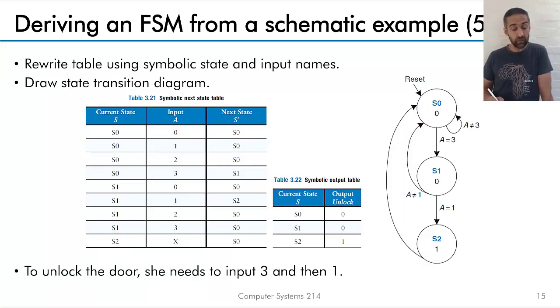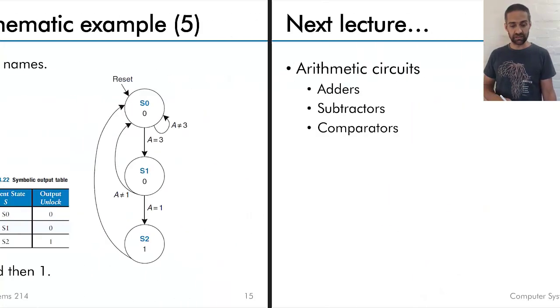Okay, cool. In terms of the key, the output, the unlocking function, as we said, is only active in state 2. So in order to unlock this key, the steps are enter a 3, enter a 1, and unlock. And you're in. So there we've gone and derived the state diagram from a schematic circuit.